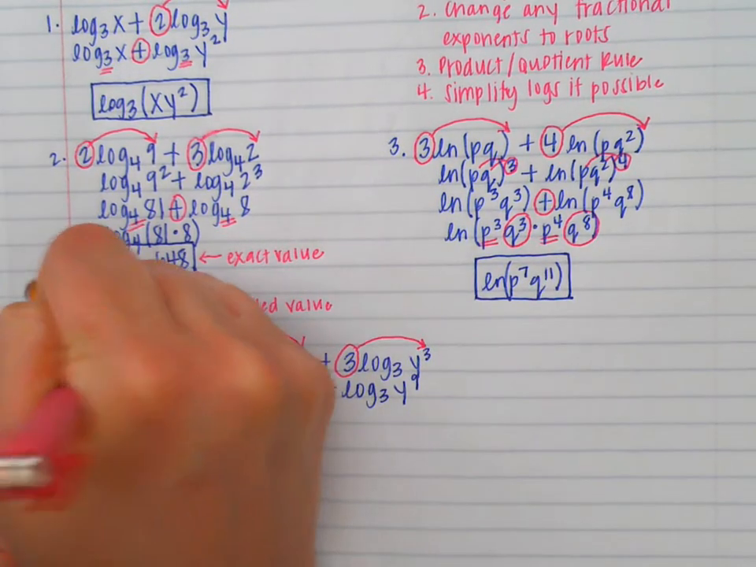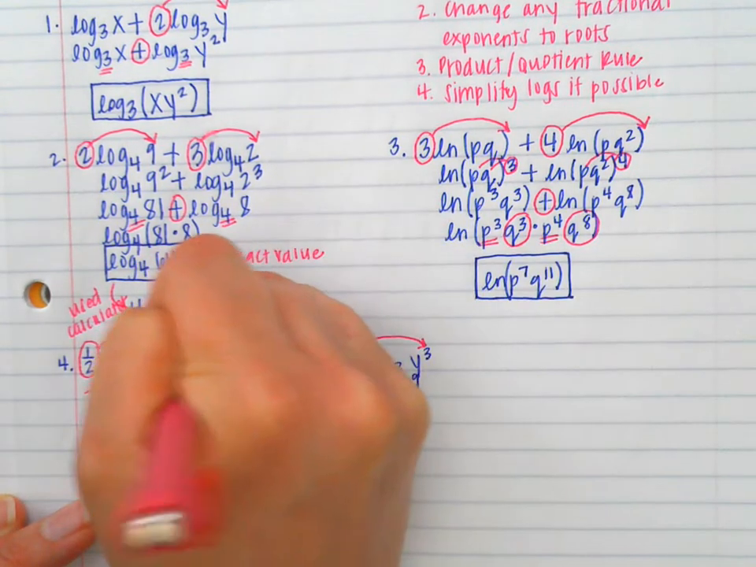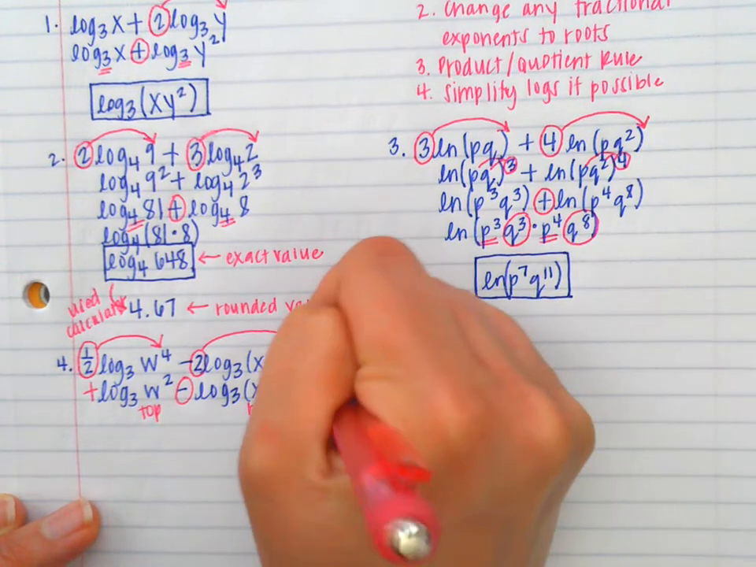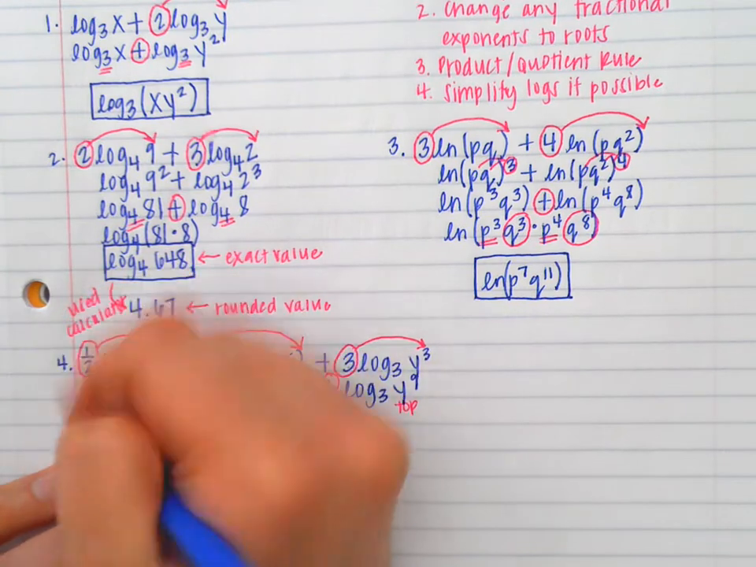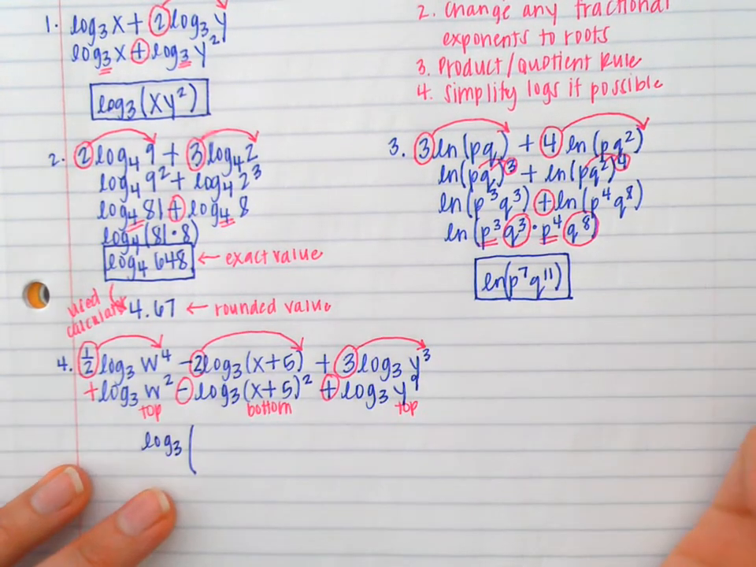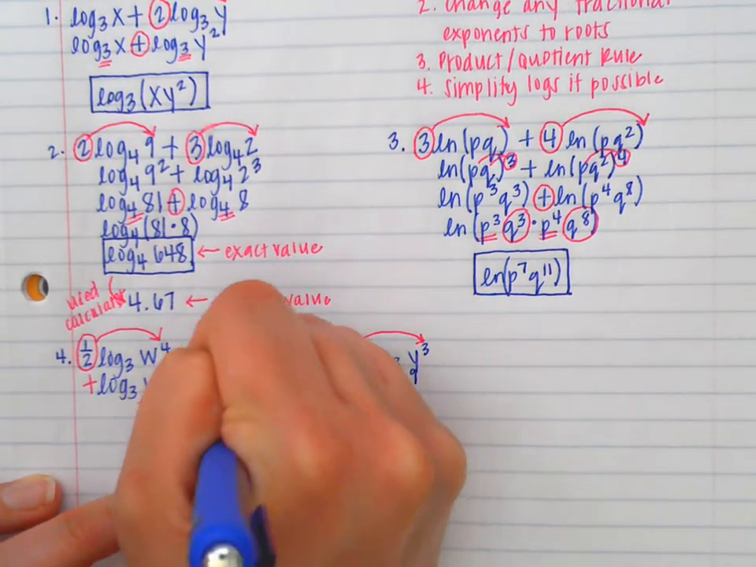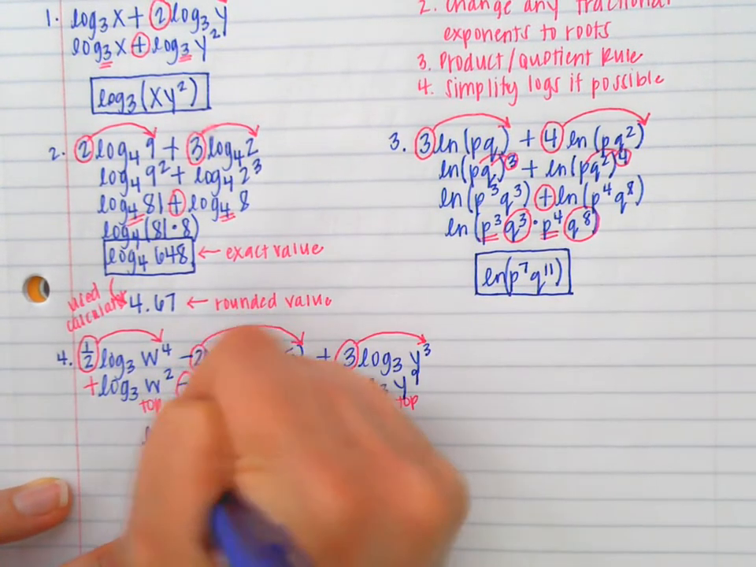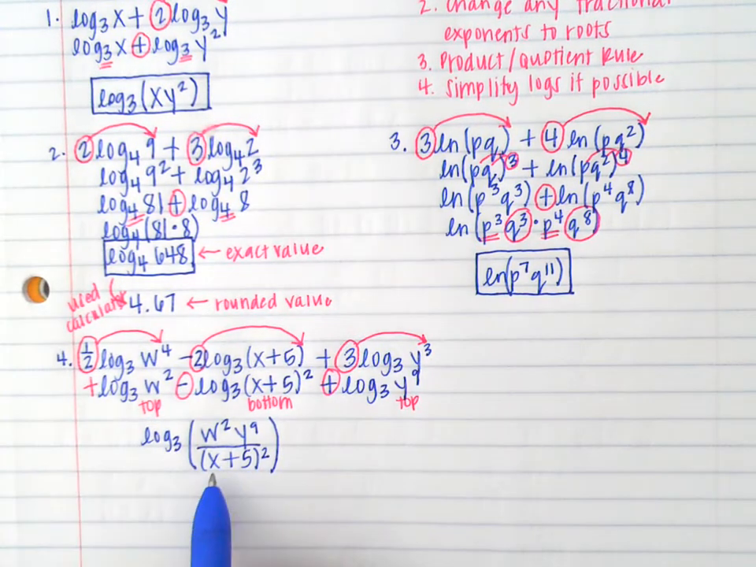Whenever it's a positive, it's going to go in the numerator. So it's going to go on the top. Whenever it's a negative, it's going to go on the bottom. So this is a plus, it's going to go on top. So the way that we would write that is log base 3. We have some stuff on top, some stuff on bottom. Remember, it's all part of one log. So w squared and y to the 9th is also on top, all over x plus 5 squared.